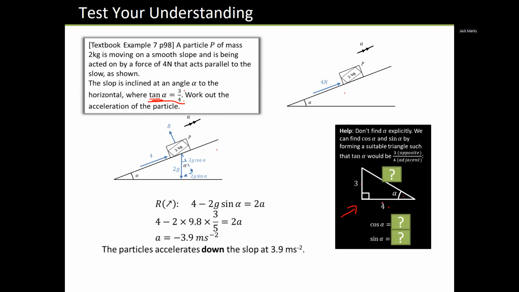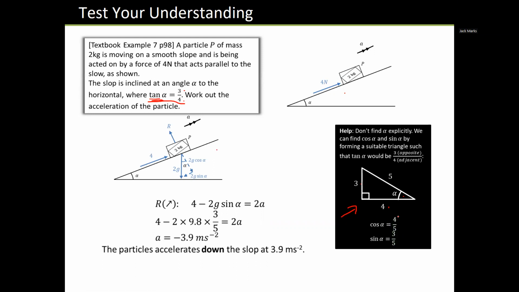Now, this is not that slope. This is just a way of working something out. From Pythagoras, we know that 3, 4, 5, whether you work it out or whether you know this, is a common Pythagorean triple. And now you have this triangle, you could use this triangle to work out not tan alpha, but cos alpha and sine alpha, like this.